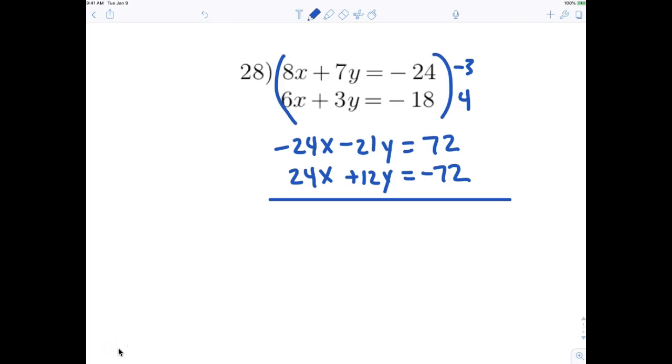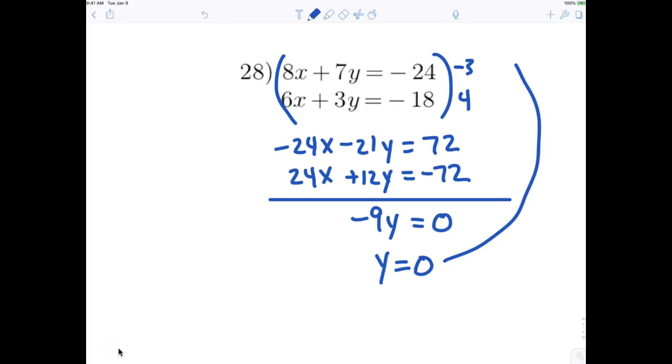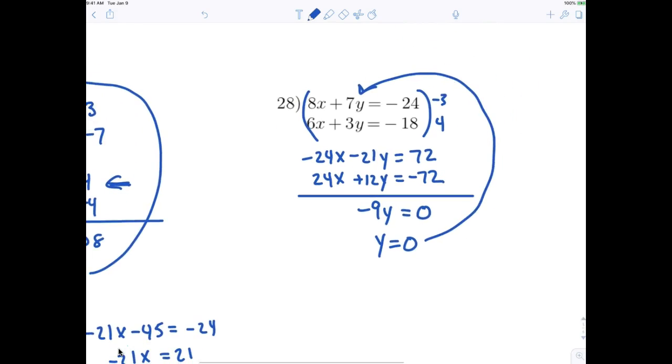What happens to the x's? Cancel. So -9y equals 0. So y has to equal 0. Y is 0. Now you plug 0 in for y. So now we have 8x equals -24. Very good. So x equals -3. So my solution is (-3, 0). Yes, (-3, 0).